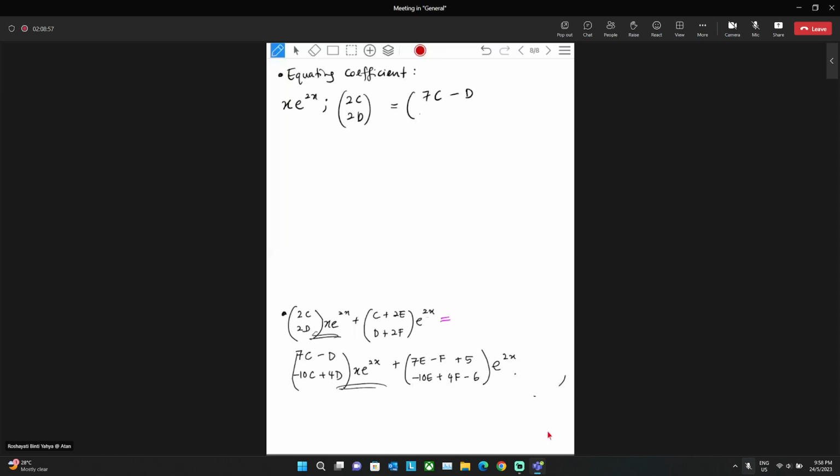By using this, 2c equal to 7c minus d, right? So you will get d equal to 5c. Right, so you have the first equation.